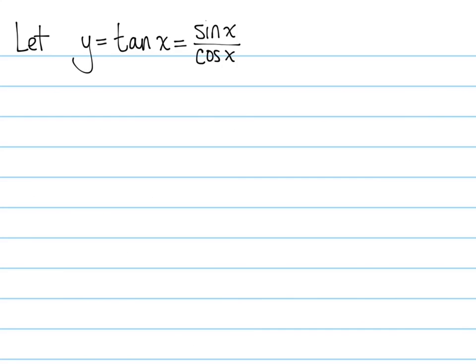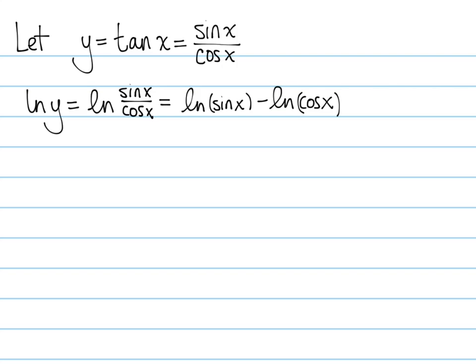Alright, so let's take the derivative of another familiar function, tangent. We're going to write tangent as a quotient, so we're going to write tangent as sine over cosine. And we know the answer is secant squared, and we don't care about that. That's not the important part. What we're going to do is try taking log of both sides. So log of y is log of sine over cosine.